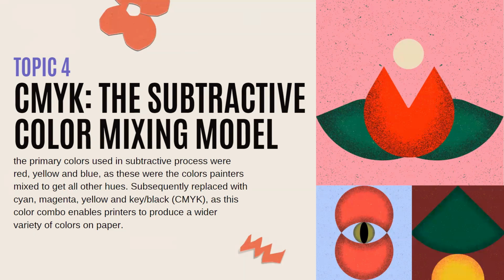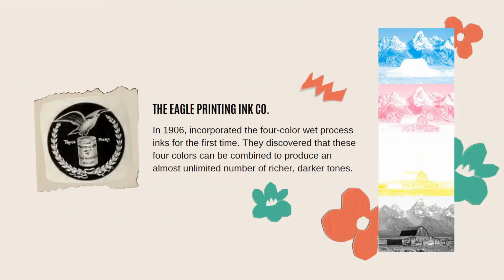And bakit nga ba si black? Because this black gives fine detail. So, kung isa-search nyo rin siya sa Google, CMYK used for printing, especially in inkjets ngayon. So, yung quick history lang ni CMYK. In 1906, incorporated the four-color wet process inks for the first time. They discovered that these four colors can be combined to produce an almost unlimited number of richer, darker tones. So, bale, CMY is produced siya kay RGB.